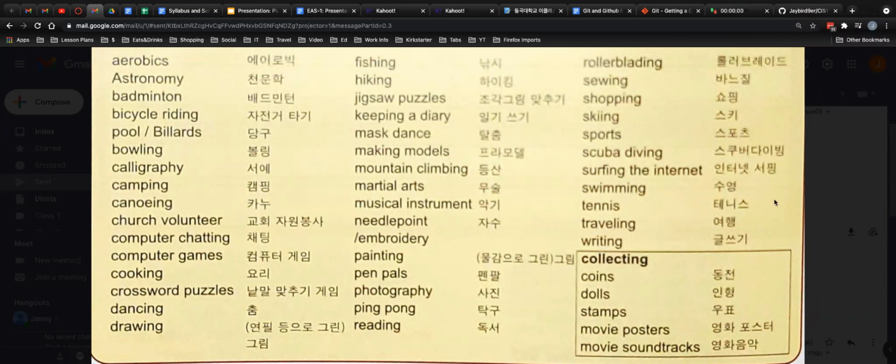Oh, very nice, group 5. Group 5, you can just use pool. You could just use one of those, like pool or just billiards, but that's fine. Good, group 3. That works good. Group 6, do you like to go traveling as a hobby? Okay, yeah, that works. I like it.